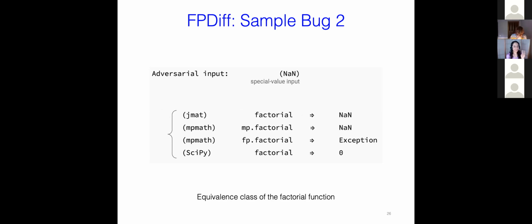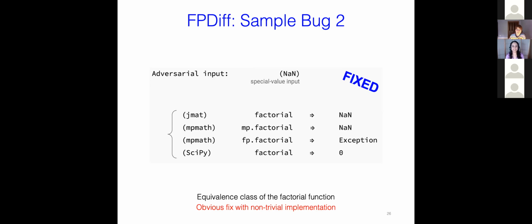And I have a second example. This is an example of a discrepancy exposed by a special value input. This is in the equivalence class of the factorial function. This is a case where a double is generated from an AND. This is a problem in SciPy. This is a case of an obvious fix with a non-trivial implementation. In this case, the fix is quite simple.